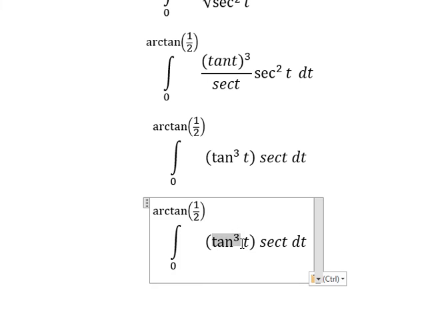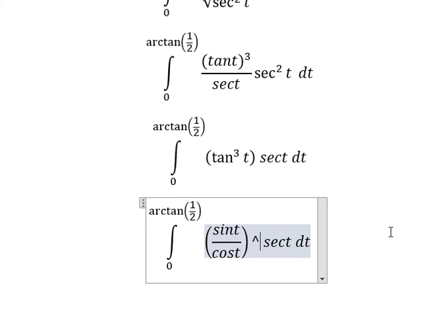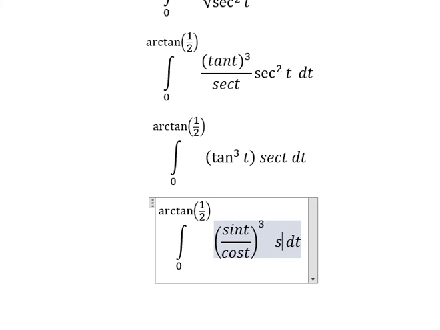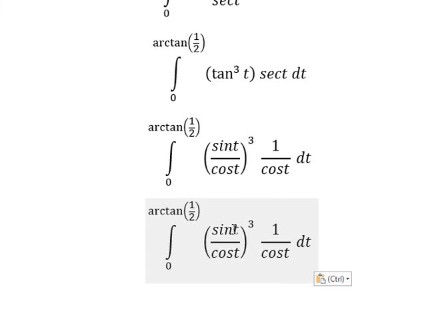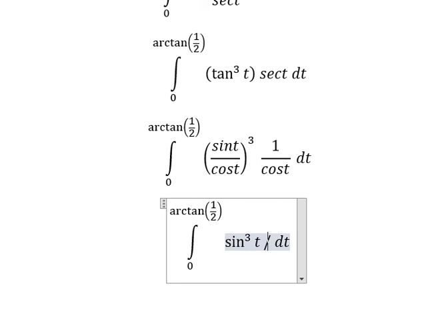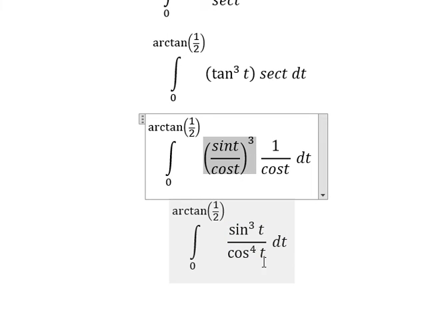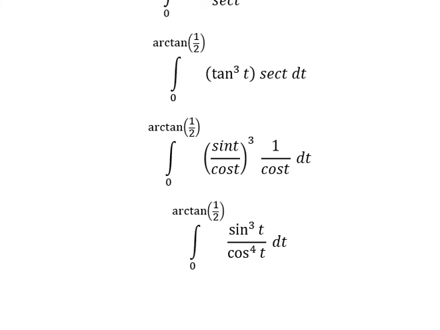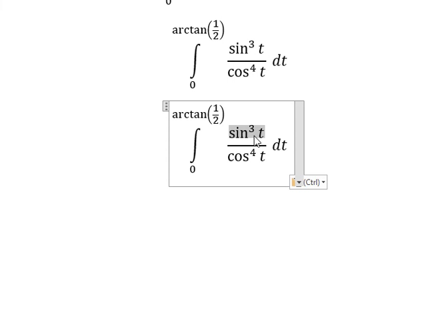We know that tan t is sin t over cosine t, everything to the power of 3. This one we have 1 over cosine t. This one we need to simplify, and we have it like this. Because cosine t and cosine cubed t we multiply each other, that's why we have number 4 in here. Next, about this one we put sin t and sin squared t.